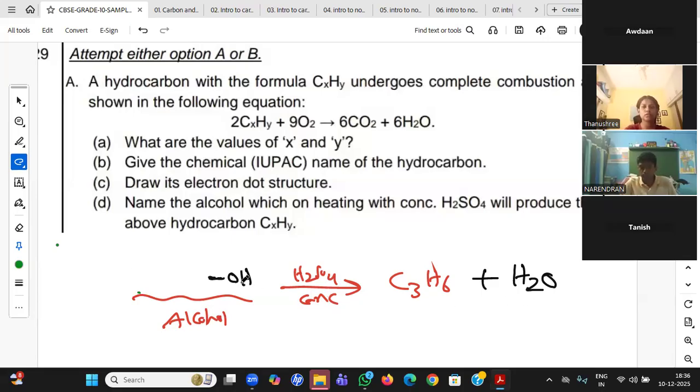In H2O, OH is there. So only one H will come here. One H should come from here and C3H6. So please concentrate here, students. One alcohol group is there and dehydration means H2O will go.